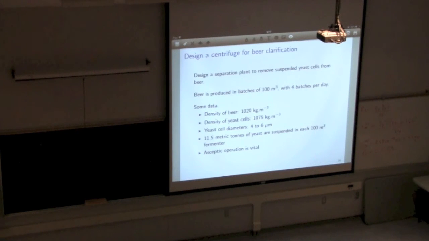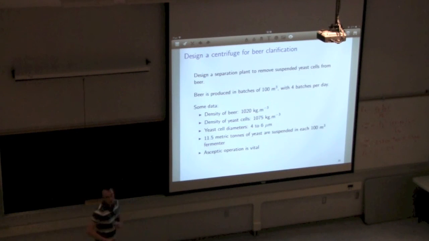Okay, so we don't have too much time for the rest of the class, but what I would like to do is leave this problem in your mind to consider over the weekend, and we'll look at this on Tuesday. This is an actual problem for a beer production company. They're producing 100 meters cubed of beer with yeast suspended in the fluid phase. Those yeast particles are on the order of 4 to 6 microns, and that's the percentage weight of yeast suspended.